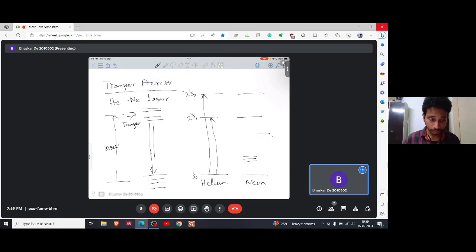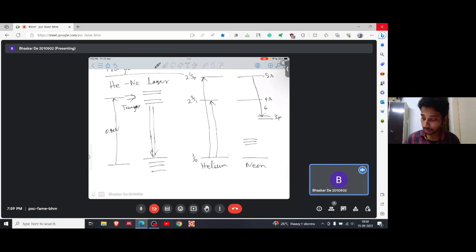So this is the 5s state, this is the 4s, then this is the 3p. From here to here, this transition is the well-known 632.8 nanometer, and this transition is 1.15 micrometer. Then we have a very fast decay from here to here, this is the 3s, and then another decay here, so this is the visible and this is diffusion.